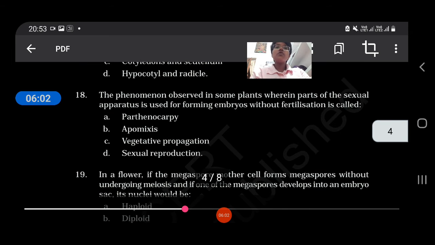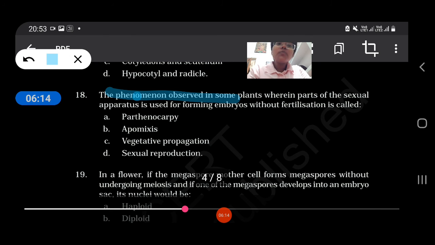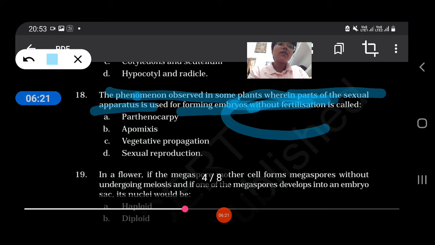Now, the phenomenon observed in some plants wherein parts of the sexual apparatus are used for forming embryos without fertilization is called apomixis. Without fertilization. So it is apomixis, seen in some grass family and some seeds. Okay.